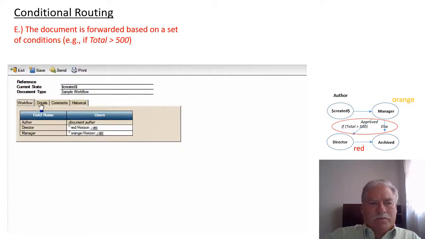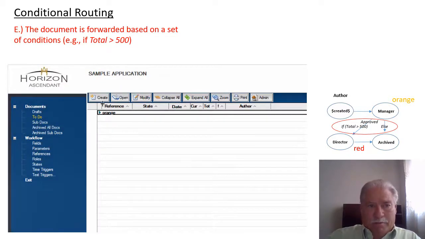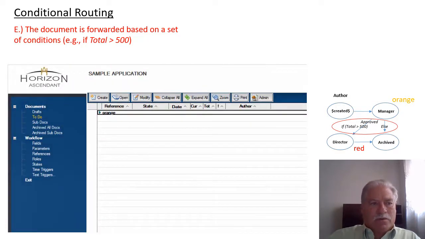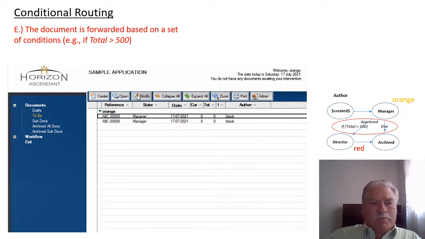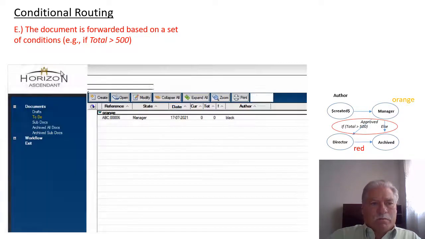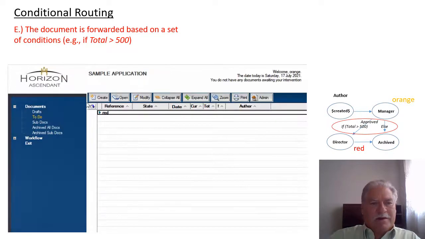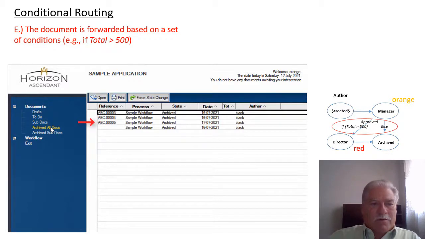So we'll create a couple of workflow documents with different total amounts. We'll say this one is under the amount, so that'll be archived directly. And this one will be over the amount and therefore directed to the director. So now is manager orange. We will send it off. You can see it's disappeared. It's gone off to archive. We'll see that in a minute. And here the second has been routed to the director, and there's the last one to the archive.